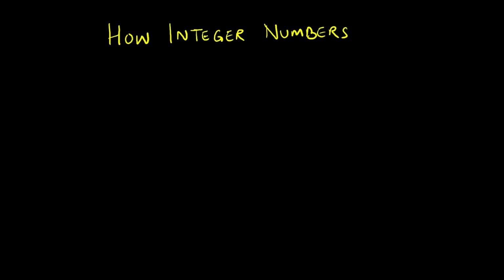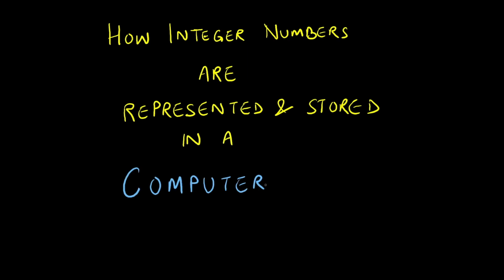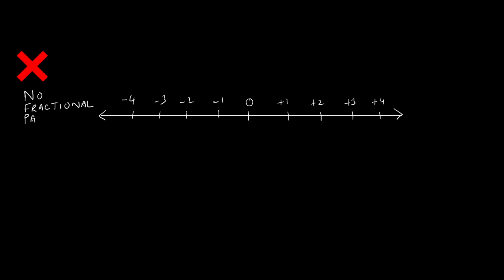In this lecture, we shall learn how integer numbers are represented and stored in a computer's memory. An integer number is a whole number which consists of 0, all positive whole numbers, and all negative whole numbers. It does not contain any fractional part.